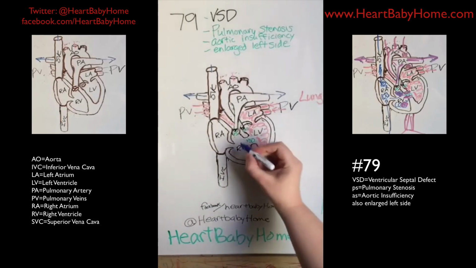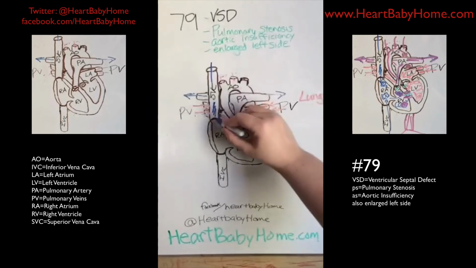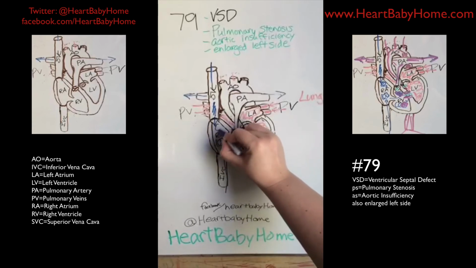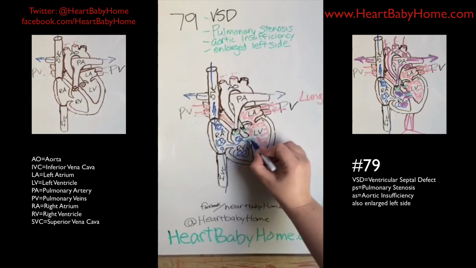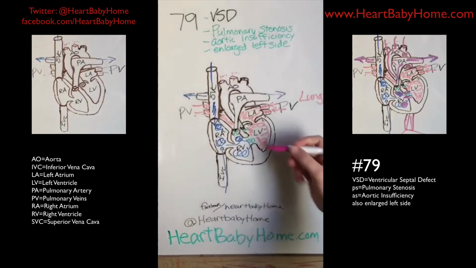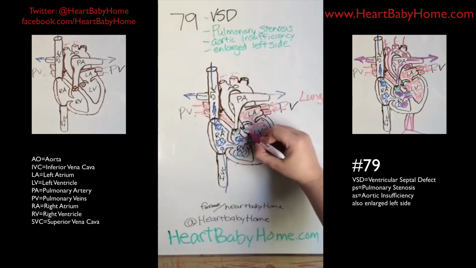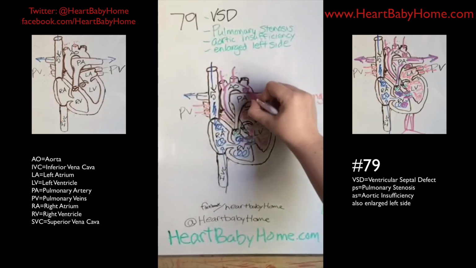mixes with the blood, this is the blood that's coming back from the body. So it comes in this way and this way into the right atria. Then it goes into the right ventricle. But because of this VSD, then the red blood and the blue blood mix, and so you get a more purple. And then this purple is what goes out to the body.